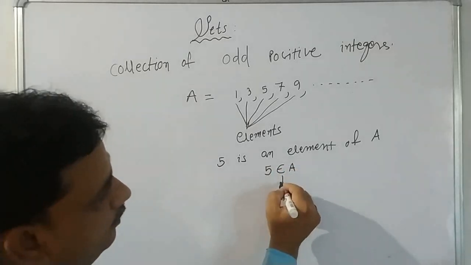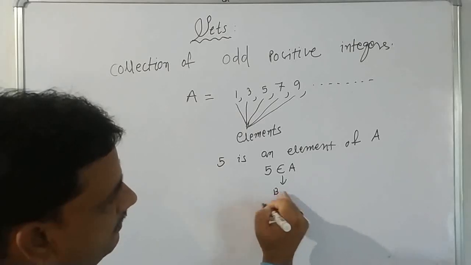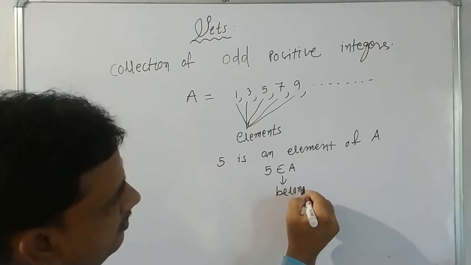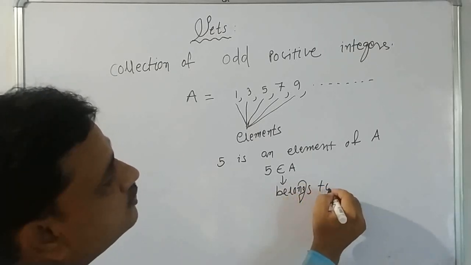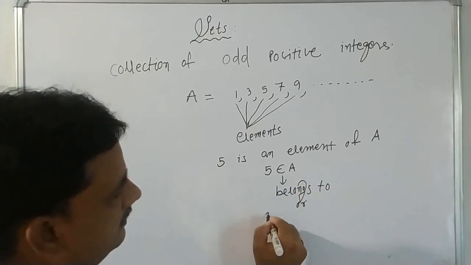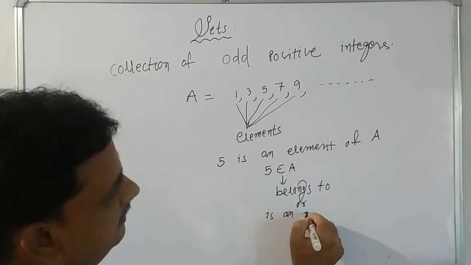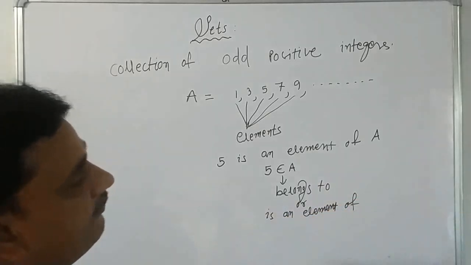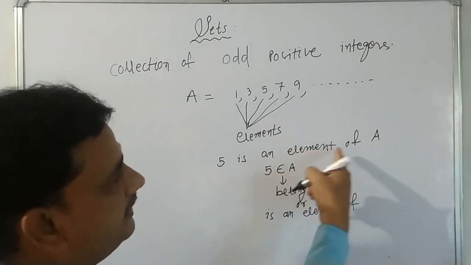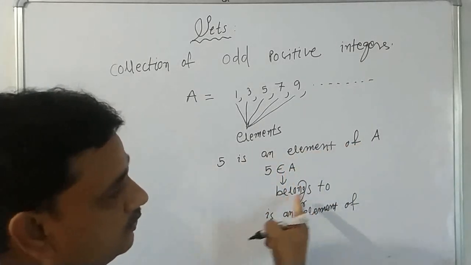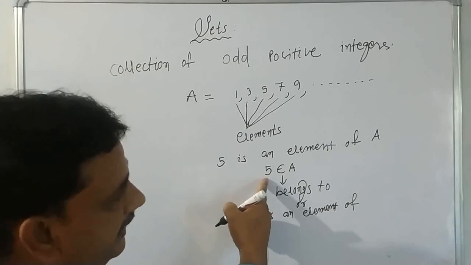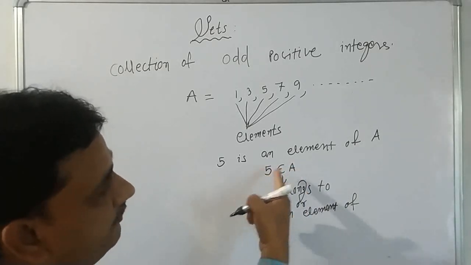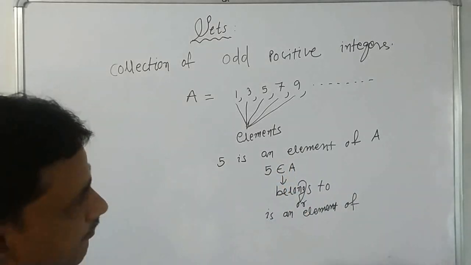This denotes belongs to, or is an element of. Okay, so 5 is an element of A. 5 belongs to A. You have to read it like this: 5 belongs to A, or you can read it as 5 is an element of A.